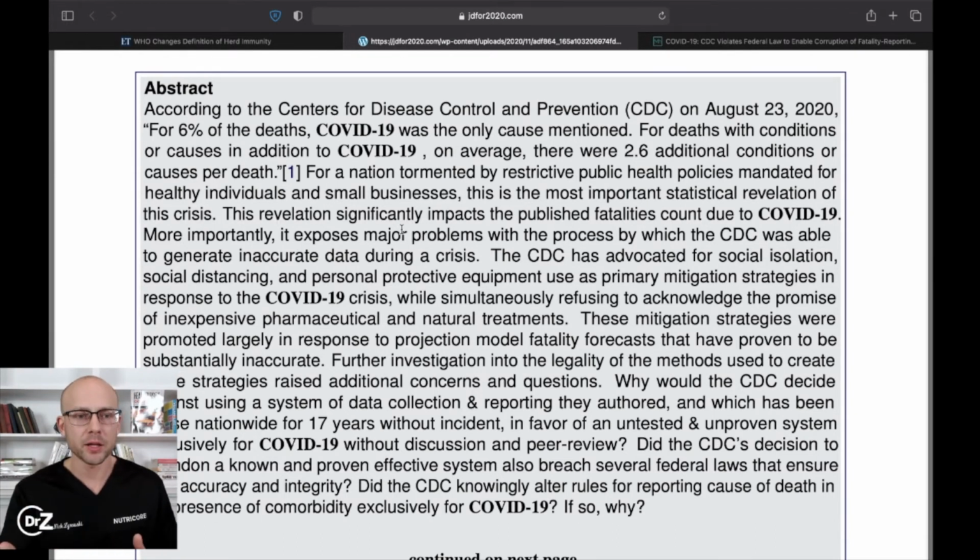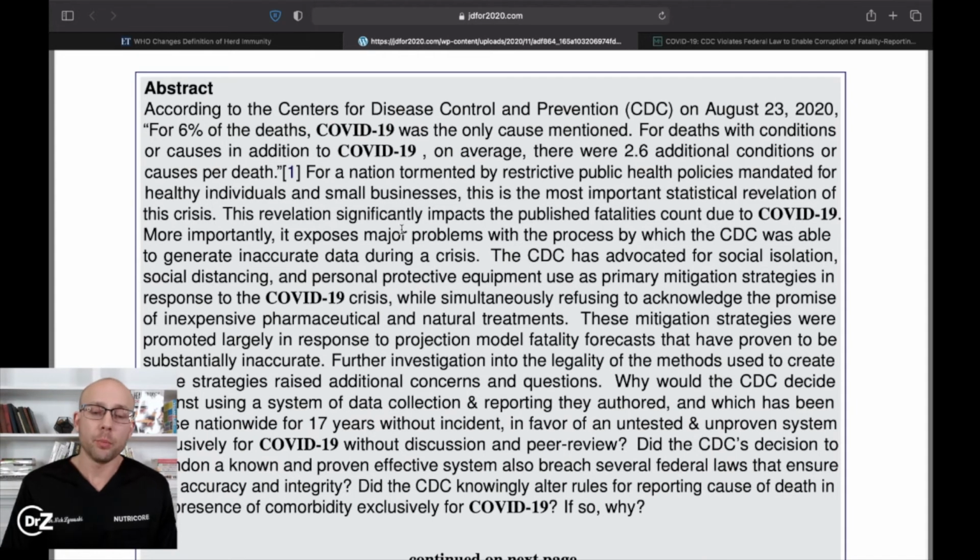Get hit by a bus, COVID-19 if you tested positive. End-stage cancer, and they test you for COVID-19, bam, you died of COVID-19. Heart attack, they test you for COVID-19, well, bam, there it was. And this isn't how death has been recorded for the past 17 years. They just changed it March 24th, 2020.